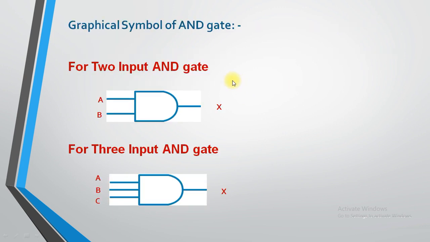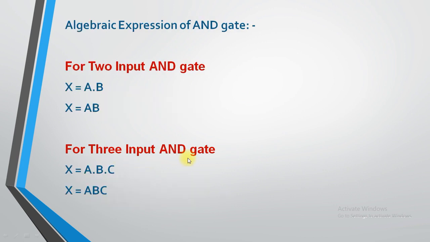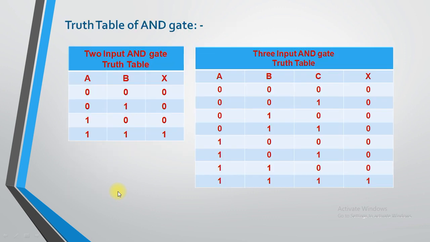This is the graphical symbol for 2 input AND gate. This is the graphical symbol for 3 input AND gate. The algebraic expression of AND gate can be represented, for 2 input AND gate, as a into b, ab, for 3 input AND gate a into b into c, abc.